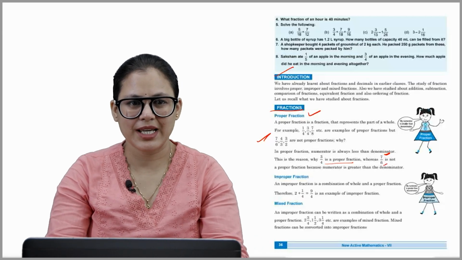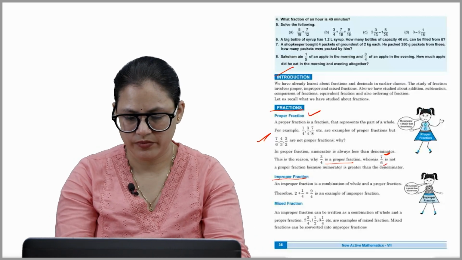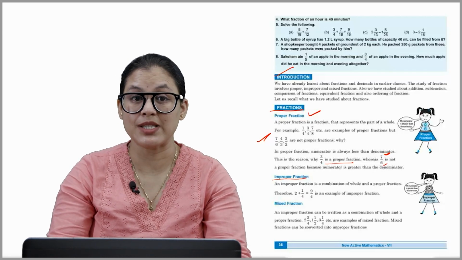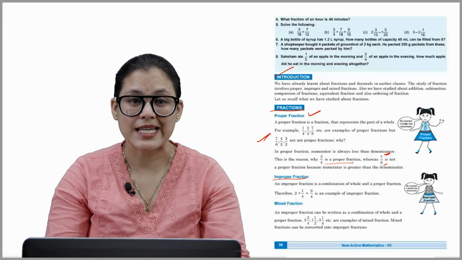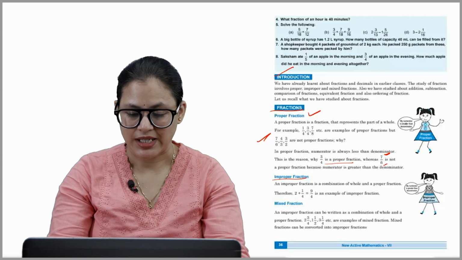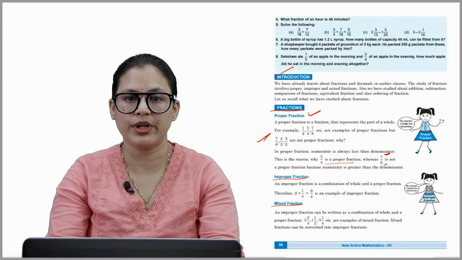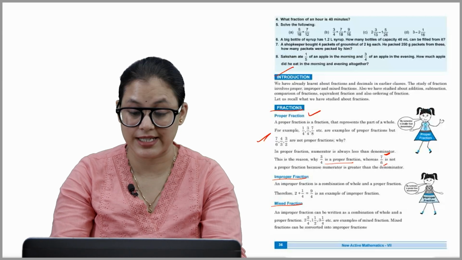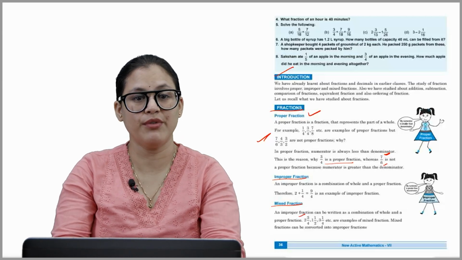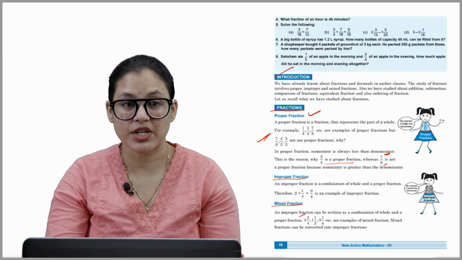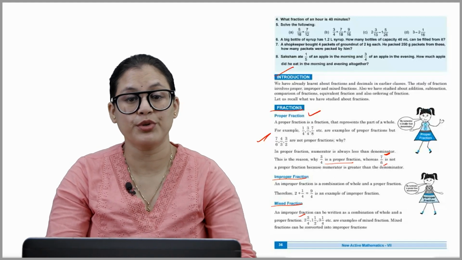Next, improper fraction. An improper fraction is a combination of whole and a proper fraction. Therefore, 2 plus 1 by 4 is equal to 9 by 4, which is an example of an improper fraction. Next, mixed fraction. An improper fraction can be written as a combination of a whole and a proper fraction. That is like this: 2 whole 3 by 4, 1 whole 1 by 2, etc. are examples of mixed fractions. Mixed fractions can be converted into improper fractions.